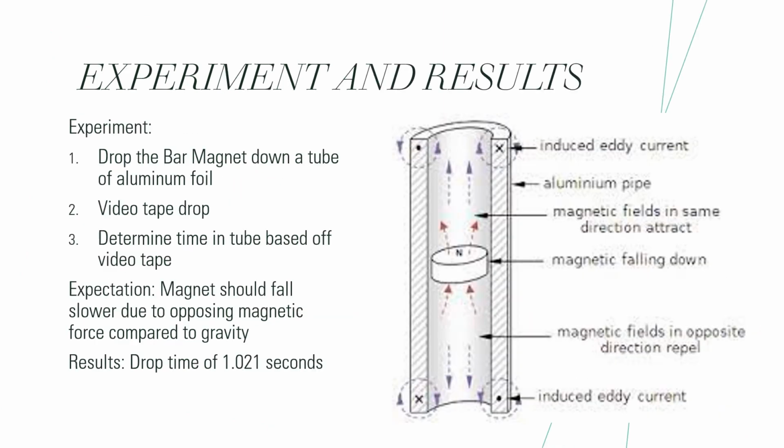So in order to look into this concept more, an experiment was completed, and that experiment included dropping a bar magnet down a tube of aluminum foil. This aluminum foil was at least 1 centimeter thick, so that way there was a conductive surface around the tube that the magnet was falling through. So the magnet would fall, and it was videotaped in order to determine how much time it took for the magnet to go through the entire tube.